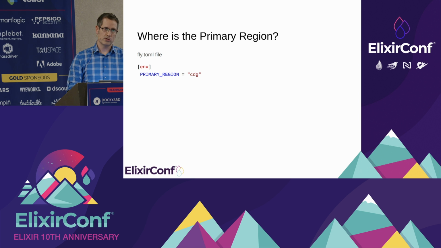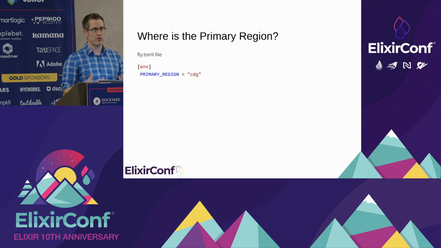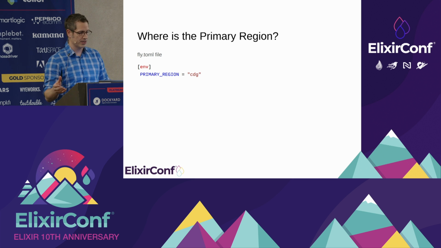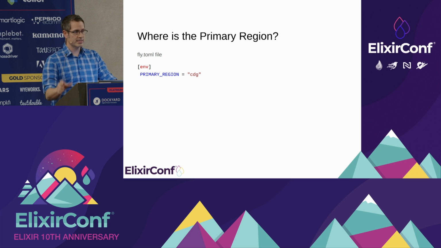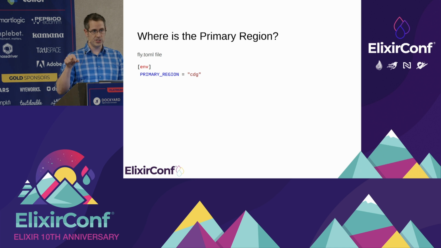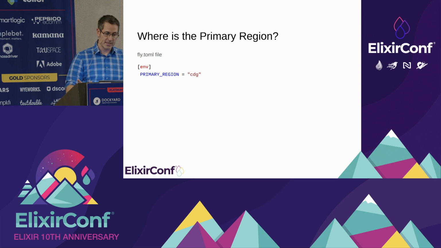First, we have to know how I know where to send those requests. How do I know where my primary is? Because it's going to be different for everyone's application. When you create a new app on Fly and you launch it, it creates a fly.toml file. In there, you can set environment variables, and you just tell it my primary region is CDG, which is the 3-letter airport code for Paris. Fly has a list of all their regions, and they each have little codes. That's how we identify what our primary one is.